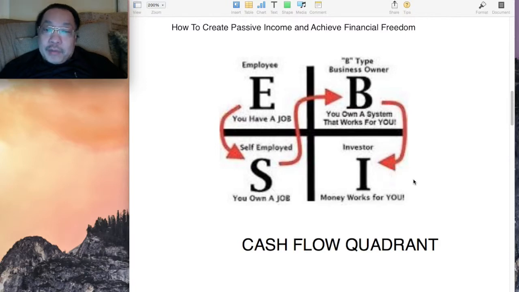He invests in stocks and bonds. And there are a lot of people like Donald Trump that invest in real estate. This is where you make your money work for you. And I'm going to explore these two quadrants and explain to you how you can make the best use of those two parts of the cash flow quadrant.